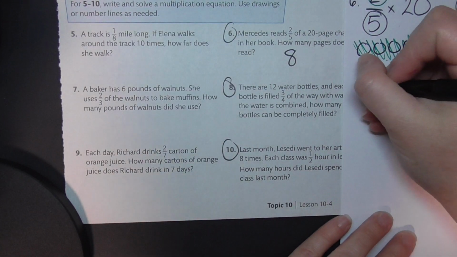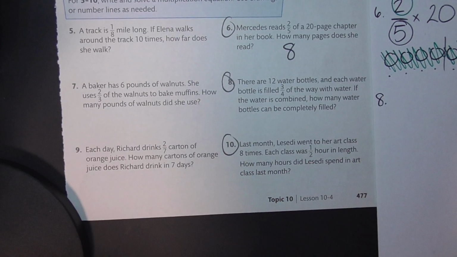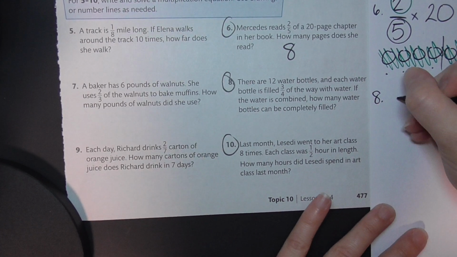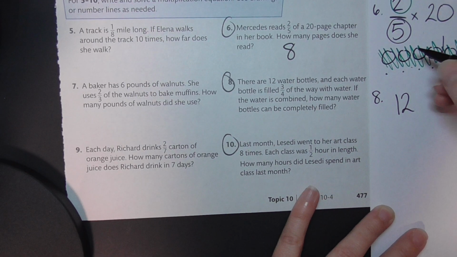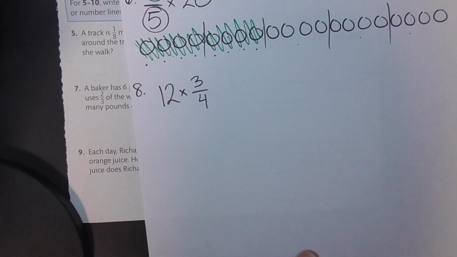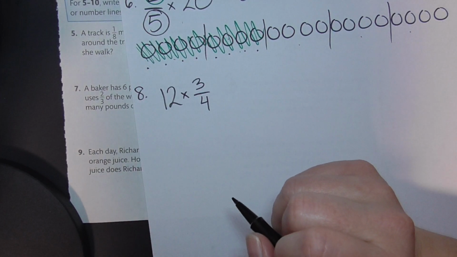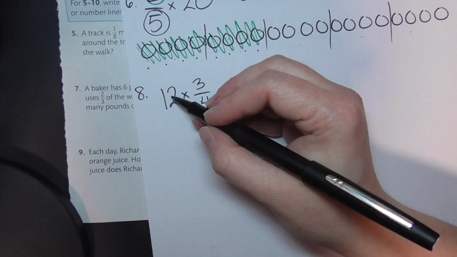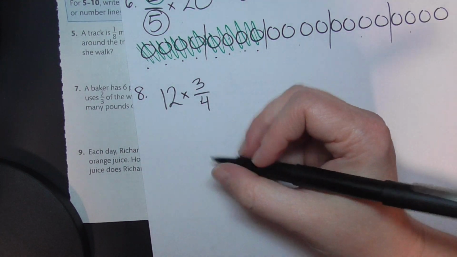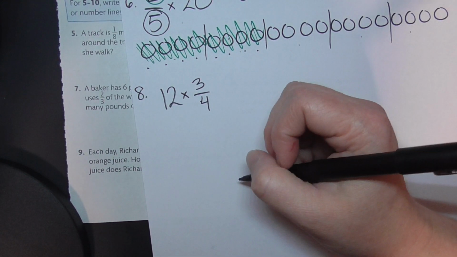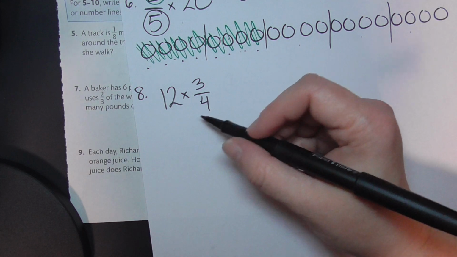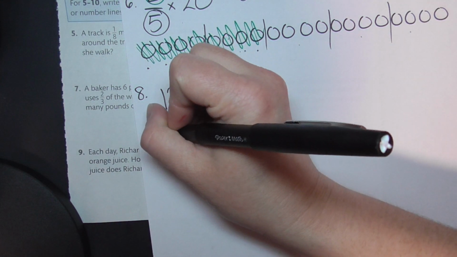Number 8. There are 12 water bottles, and each water bottle is filled 3/4 of the way with water. If the water is combined, how many water bottles can be completely filled? So we have 12, and this word of, which means multiply, 3/4. I'm going to use my picture method again because I really like these numbers. I've got 12, 4, and 3. That's sending off kind of alarm bells for my fact families.